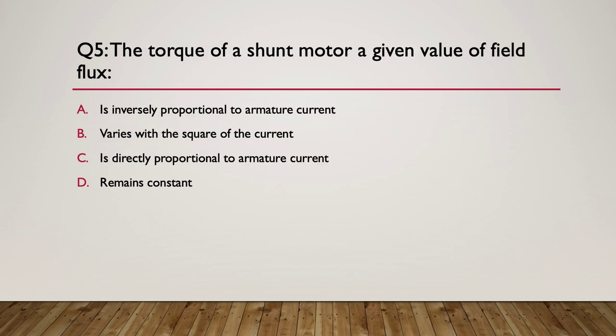Question five, the torque of a shunt motor at a given value of field flux does what? A, is inversely proportional to the armature current, B, varies with the square of the current, C, is directly proportional to armature current, or D, remains as a constant. Here's the hint. How is torque created in a shunt motor between armature and flux?